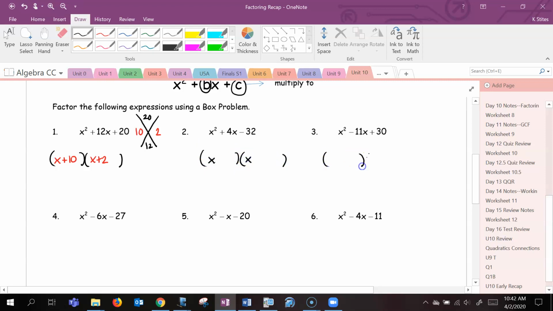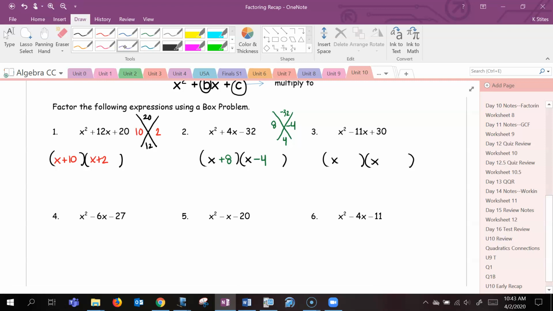All of these are going to be set up the same way with your x's. And we are looking for what multiplies to negative 32 and adds to 4. So take a minute to think about that. Your numbers should be 8 and 4. One of them will need to be negative, and it's going to be the 4 that's negative because 8 minus 4 is positive 4. So I'll have plus 8 minus 4.